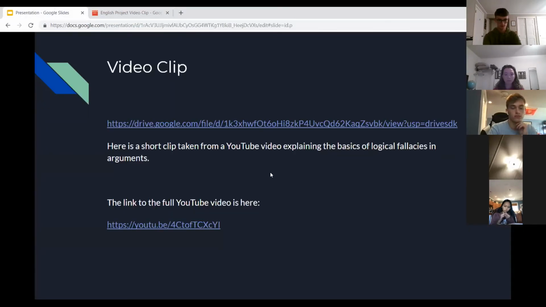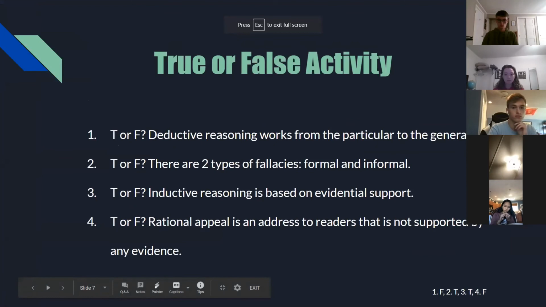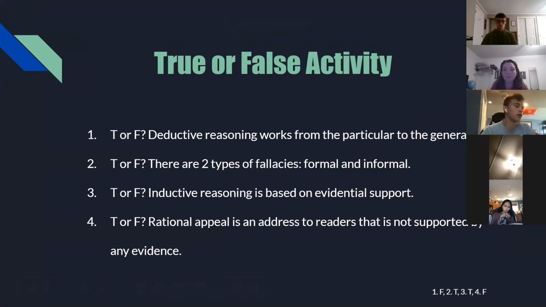All right. So to end off the presentation, we have a short true or false activity. Number 1, deductive reasoning works from the particular to the general. Number 2, there are two types of fallacies, formal and informal. Number 3, inductive reasoning is based on evidential support. Number 4, rational appeal is an address to readers that is not supported by any evidence. The answers are at the bottom, but in case you can't read it, 1 is false, 2 is true, 3 is true, and 4 is false.